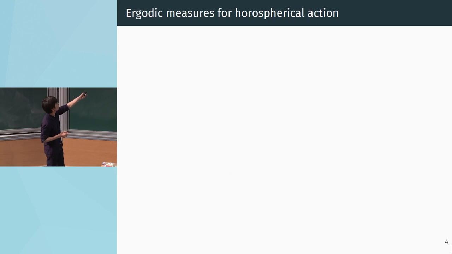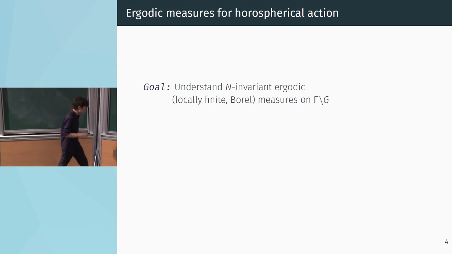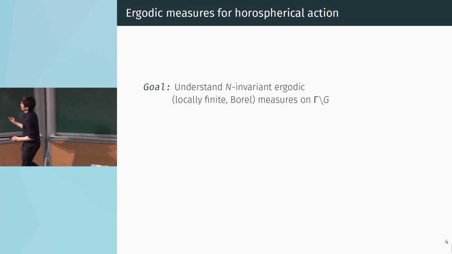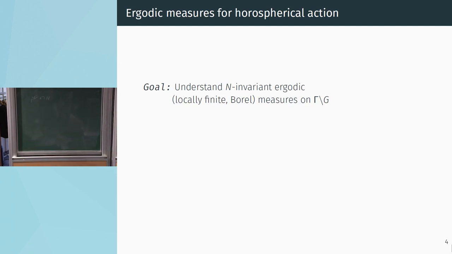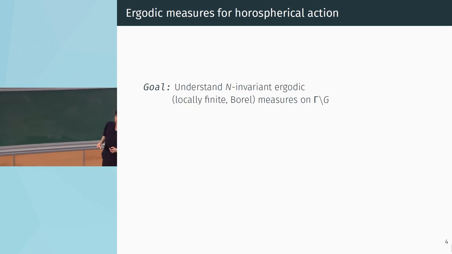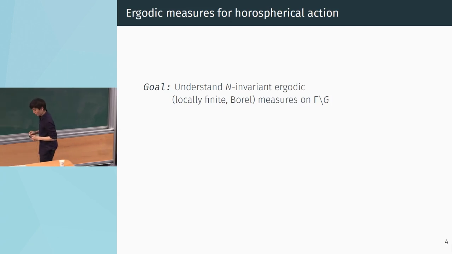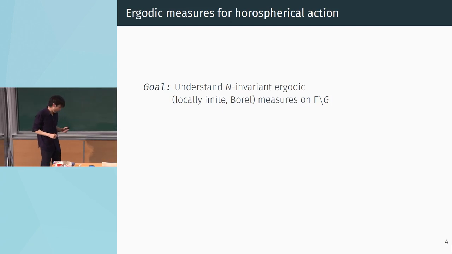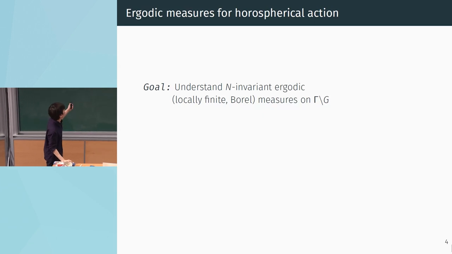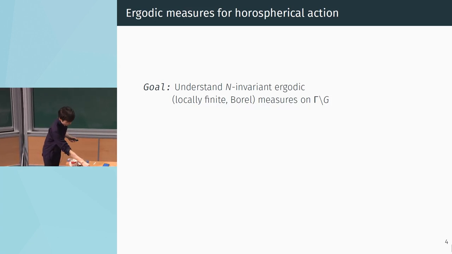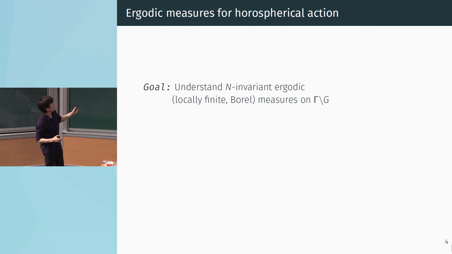So I fix such groups, and now I want to consider this action. So you have this homogeneous space, and you have a maximal horospherical subgroup, which I call N. So you have action by right translation. So you have a dynamical system. The first question you can ask is, what are the orbit closures, or what are the invariant measures? And here we're going to focus on the second problem. So basically, what I want to know is, what can we say about the measures, Radon measures or locally finite Borel measures on G mod gamma, that are N-invariant and ergodic, where N is a maximal horospherical subgroup. And I'm going to omit this adjective locally finite and Borel. I'm going to assume this throughout the talk.